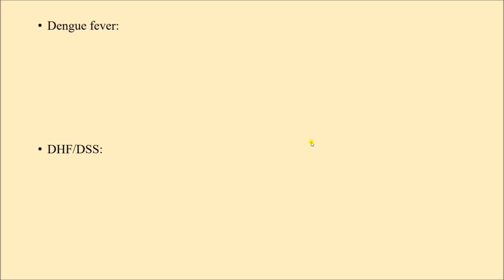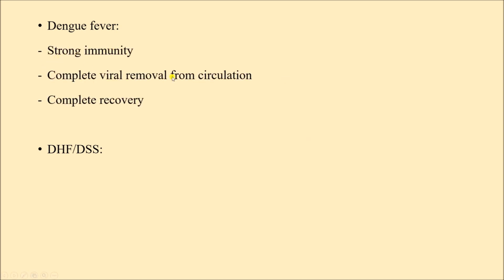Now whether we shall have a classical dengue fever or it will progress towards dengue hemorrhagic fever or dengue shock syndrome depends on certain things. For example, if the person has strong immunity, that will lead to complete viral removal from the circulation and the person will have complete recovery. So that means there is a febrile phase and after that the person is recovered and it does not progress towards the critical phase, or the complications do not occur. So this is when we have only the classical dengue fever.